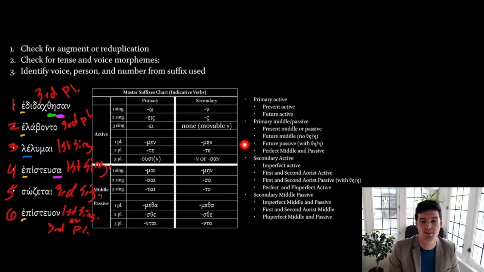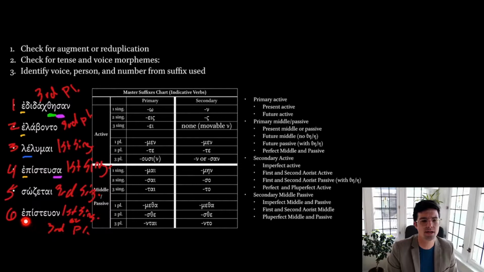So we come over to the primary middle passive, and since we know it's present, we're going to have a present middle or a present passive indicative. So just like the perfect middle and passive, the present middle and passive forms are identical to one another. So by the form, we don't know whether this is middle or passive. We would have to determine that on what? That's right, the context of this sentence. So we have a present, middle, or passive indicative, third person singular.